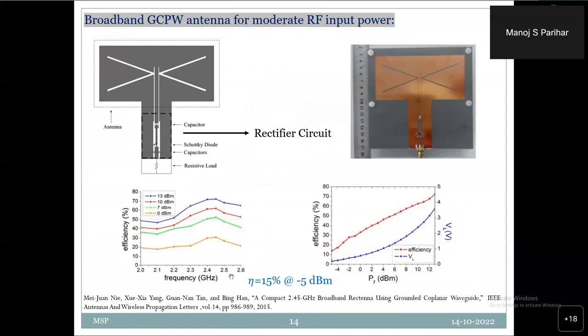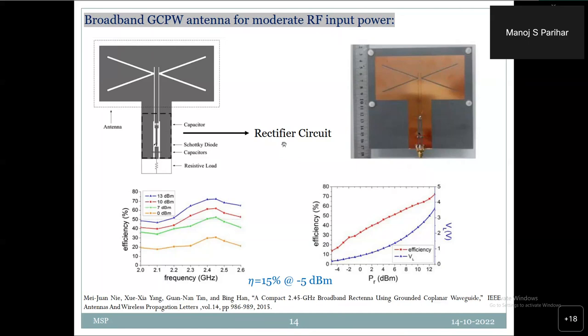Now some circuits which are already published by other authors. This is a broadband grounded coplanar waveguide antenna for moderate RF input power. Depending on your input RF power, this RF power may be varying. Sometimes this RF power may be low or sometimes higher. So depending on your RF input power, your efficiency may vary. Typically, if you want higher efficiency, the input power should be higher, so it can at least enable your diode, your rectifier circuit. We need some kind of threshold RF input power which can activate your diode, your rectifier circuit, right? So to ensure that we have enough RF input power to activate your diode.